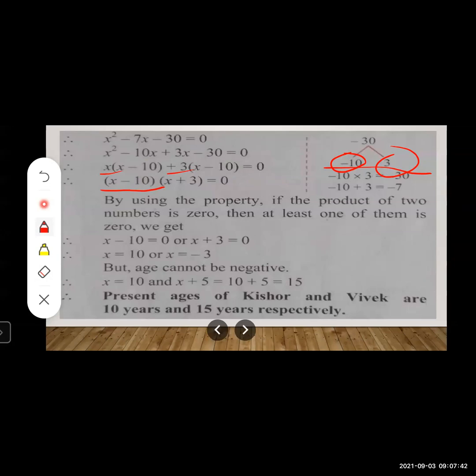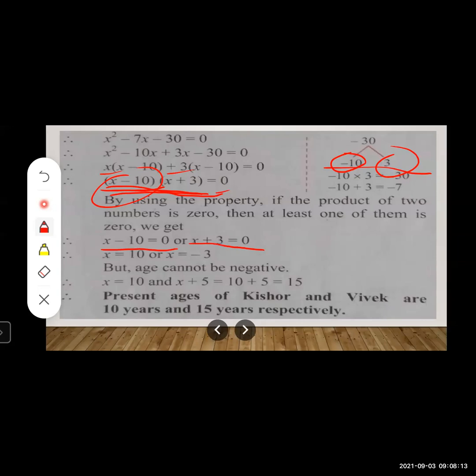So now you know the property. Which property? If the product of two numbers is 0, then at least one of them is 0. Yes, you know this property. So you can take either x minus 10 is equal to 0 or x plus 3 is equal to 0, right?